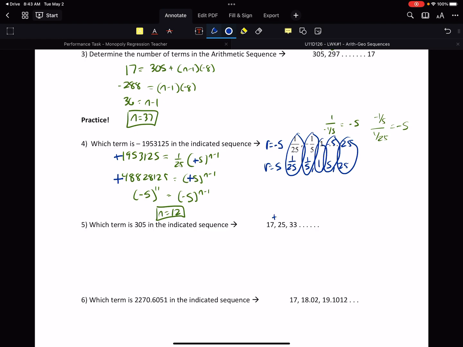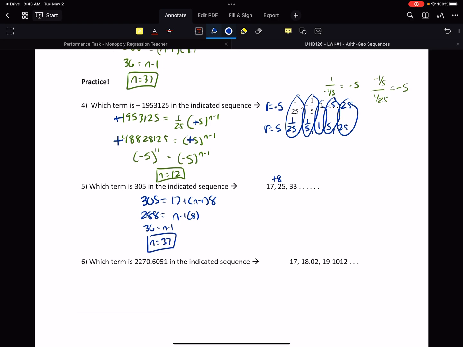All right, common difference here, plus 8. 305 equals 17 plus n minus 1 times 8. All right, so I subtract 288, n minus 1 times 8. 36 equals n minus 1. N equals 37. That seemed really similar to the problem above. It's kind of just a backward scenario there. All right, down here.